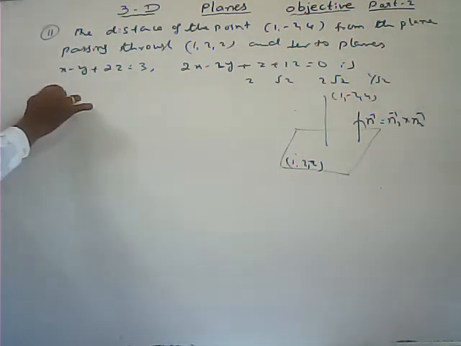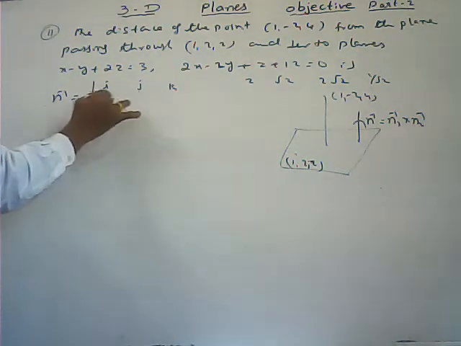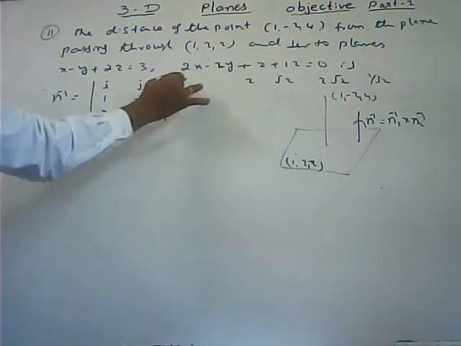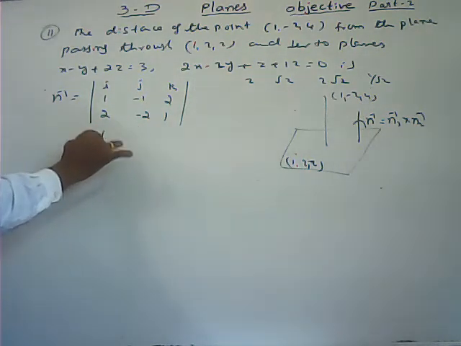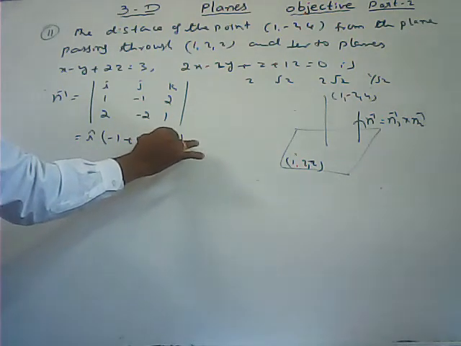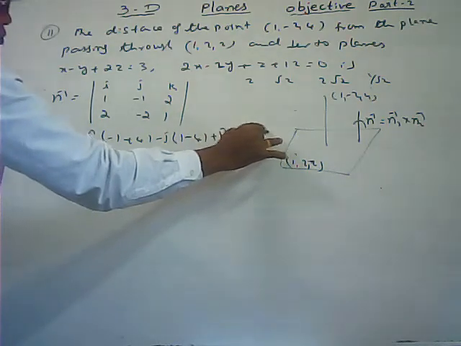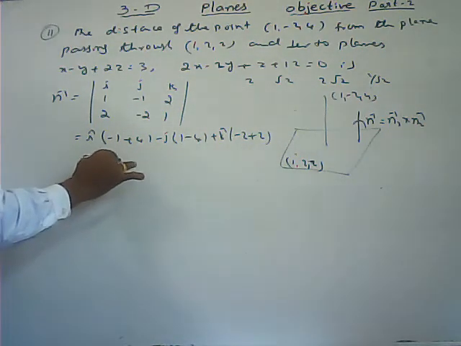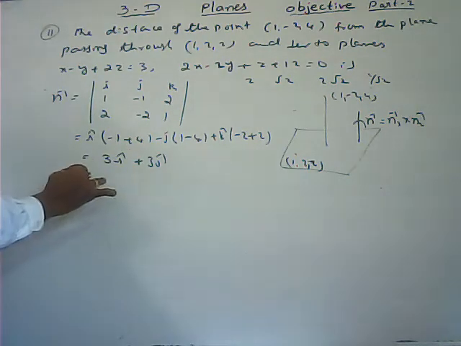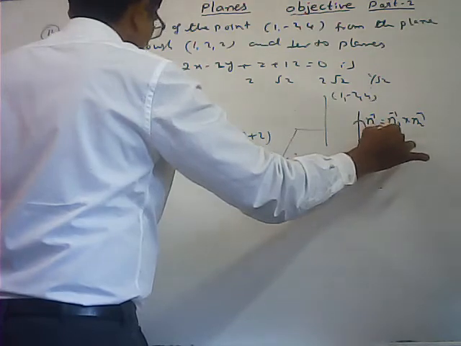So n bar is equal to the determinant with rows i, j, k; 1, -1, 2; 2, -2, 1. That is i cap(-1 + 4) - j cap(1 - 4) + k cap(-2 + 2), which equals 3 i cap + 3 j cap. So what are the direction ratios of the normal of the plane here? 1, 1, 0.